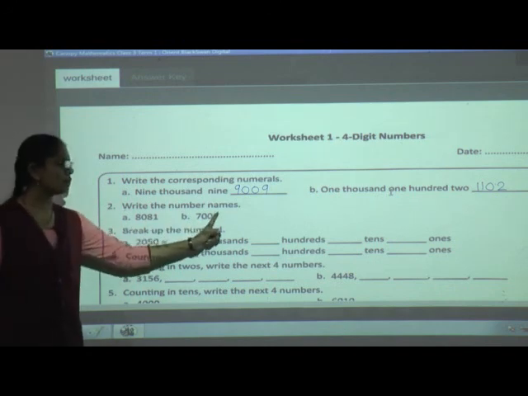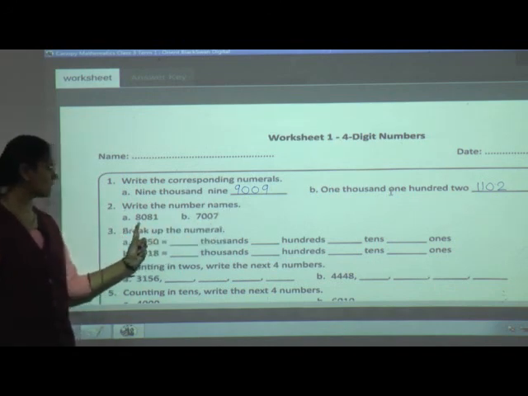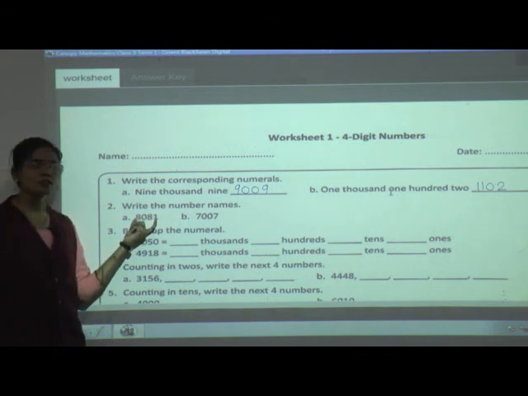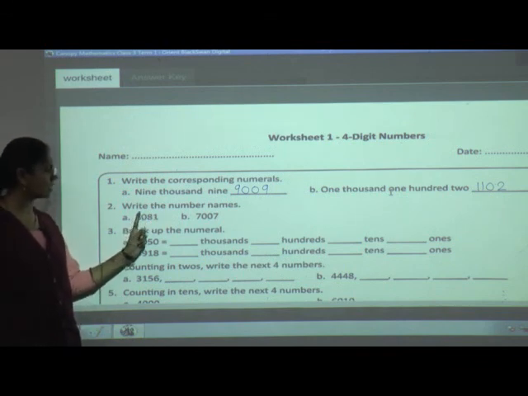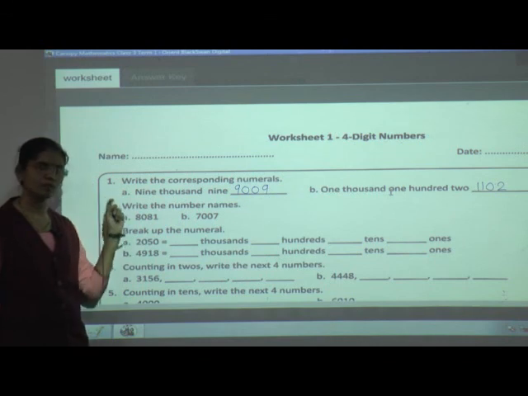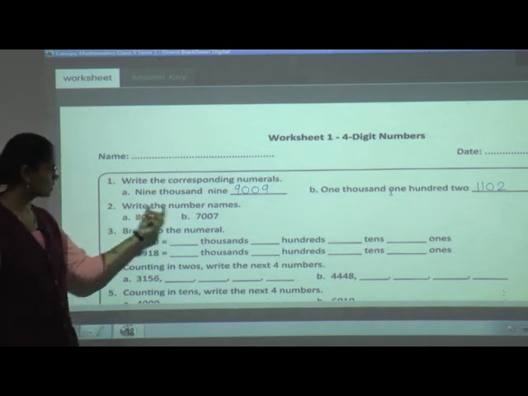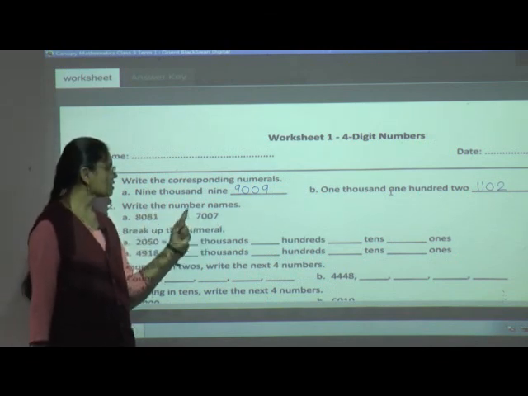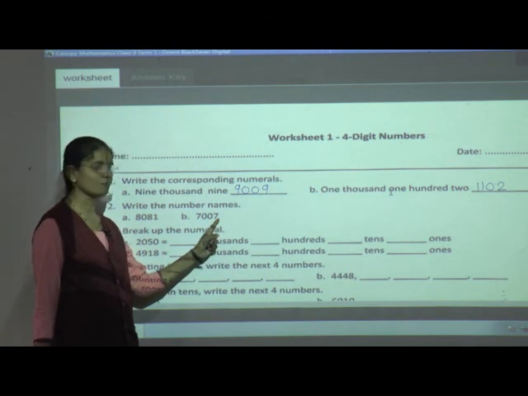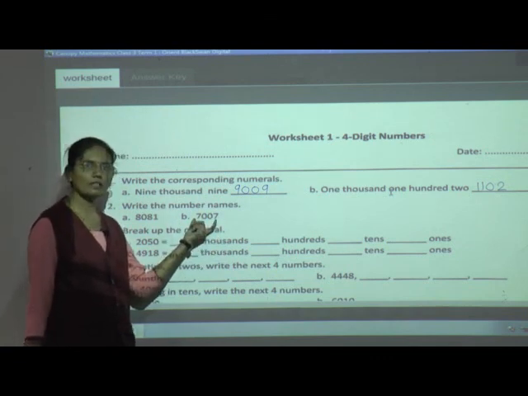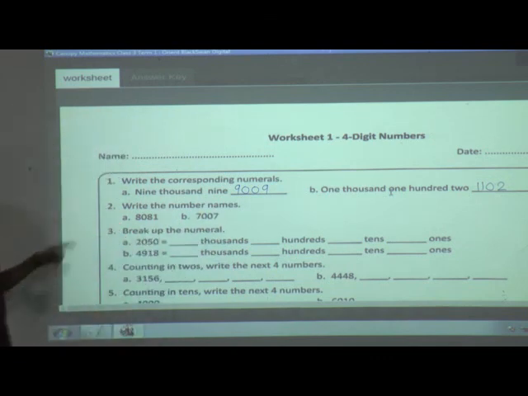Write the number names. Now see, students, this A question, 8081. You have to write the number name of this number in your notebook afterwards. Second one is 7007. This also you have to copy in your notebook, but not now. So move to the third question.